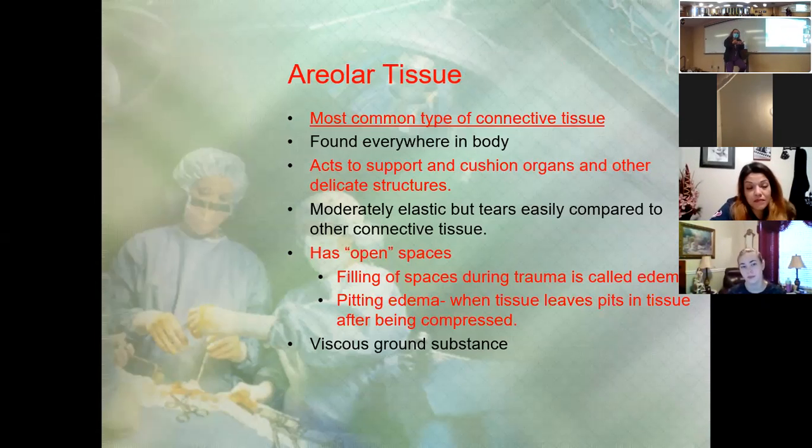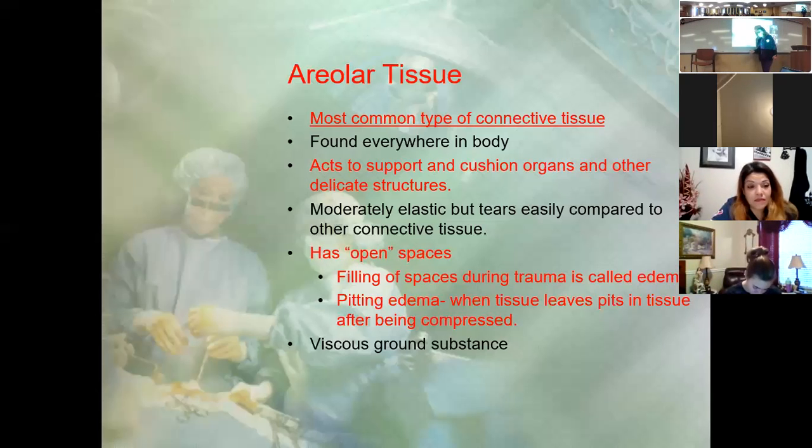We have these little thin areolar fibers that interweave, and they help to support suspended organs and glands. Now, these are going to have very open spaces. They kind of look like a sea sponge. And so these open spaces have the ability to fill up with fluid. That's not normal. When they do, that is a condition that we call edema. Edema is when you have fluid leaking out into the tissues, causing swelling.